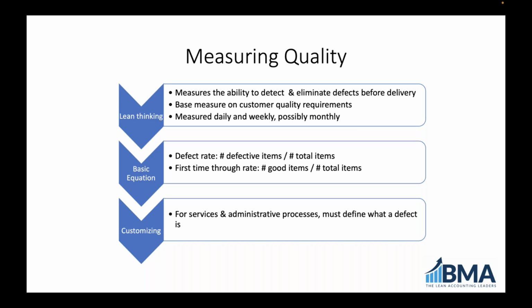Basic measurement, you can measure the defect rate or the first time through rate. The defect rate is the number of defective items divided by the total number of items. The first time through rate is the number of good items divided by the number of total items. Now, in terms of customizing this measure for services and administrative processes, you have to define what a defect is, okay? Typically, in administrative processes, it would be missing or incorrect information.